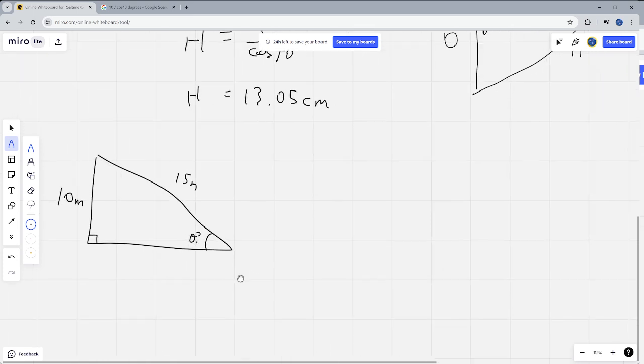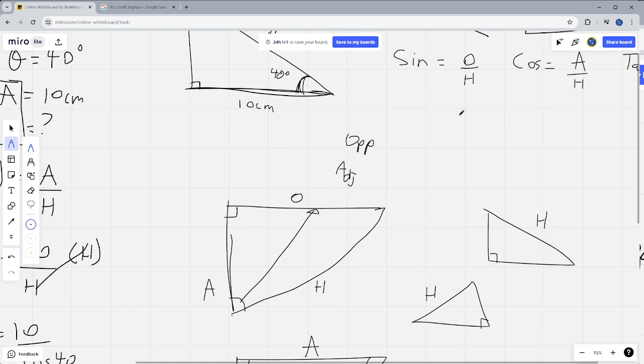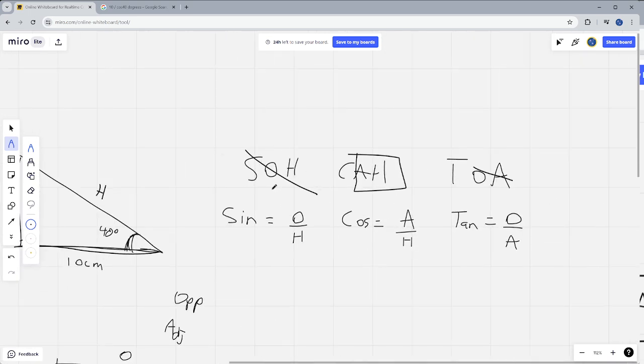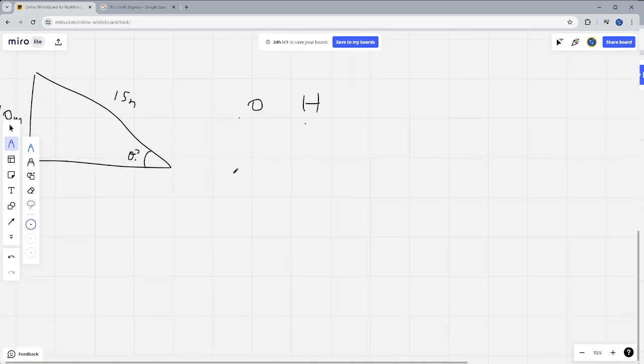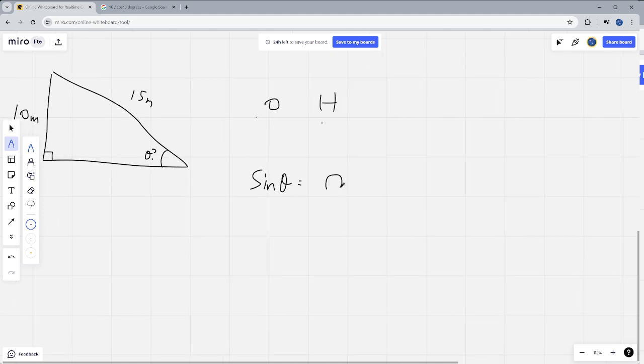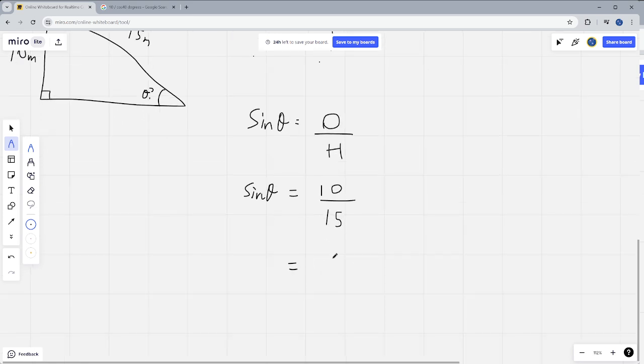Well, let's look at it logically. So our angle, what do we have relative to our angle? Well, we have our opposite, and we have our hypotenuse. So O and H. Let's go back to our acronym, SOH CAH TOA, and see, oh, we have to use sine. So knowing we use sine, we're going to write sine theta equals opposite over hypotenuse. And we know our opposite is 10, so it's going to be sine theta equals 10 over 15, right? So we're going to write 2 over 3 equals sine theta.